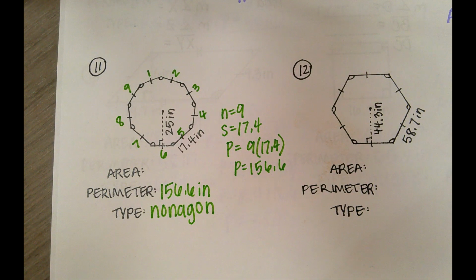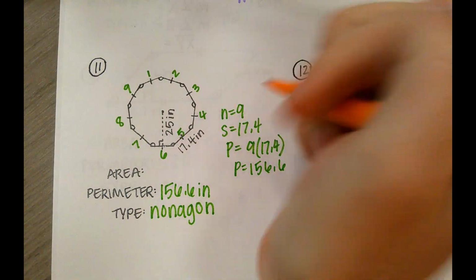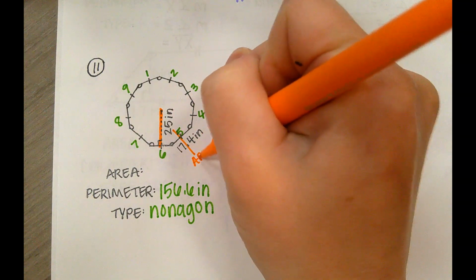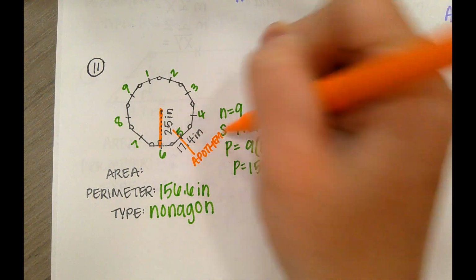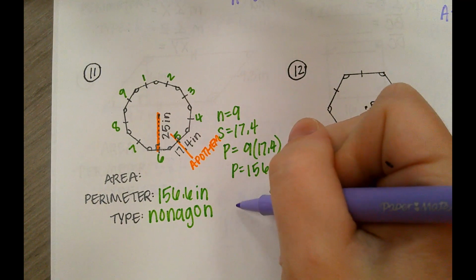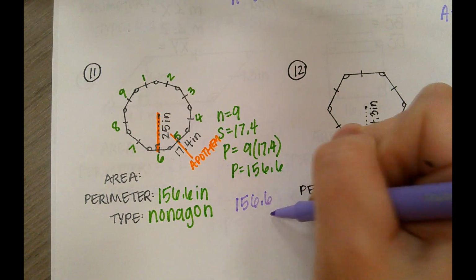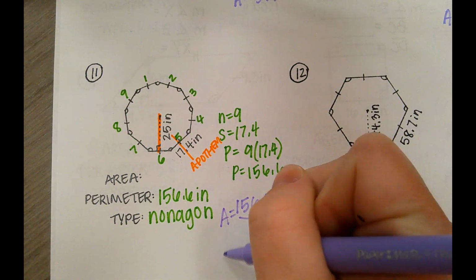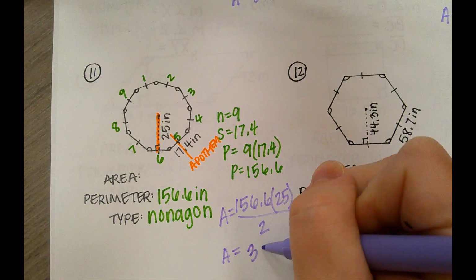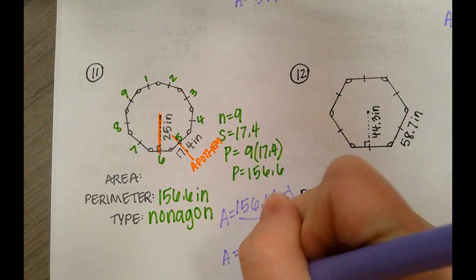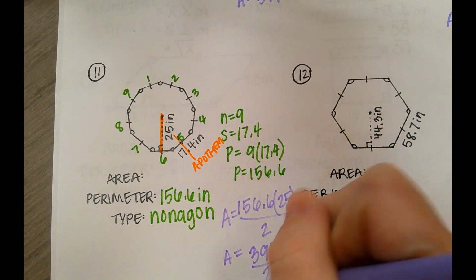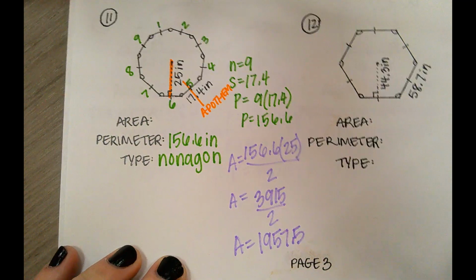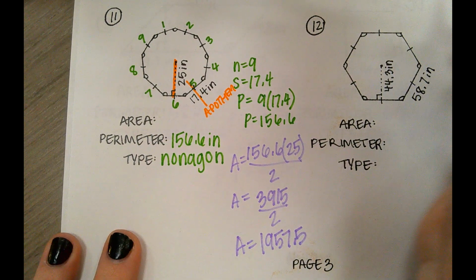And let's use that perimeter to help us find area. Now we'll also use our apothem. It's going to be 156.6 times 25 divided by 2. And then you're going to get 3,915 and divide that by 2. Good. And then you get 1,957.5 inches squared. Perfect.